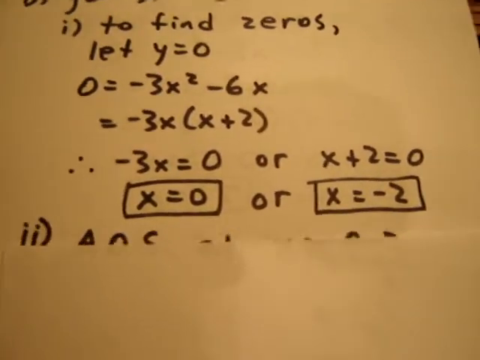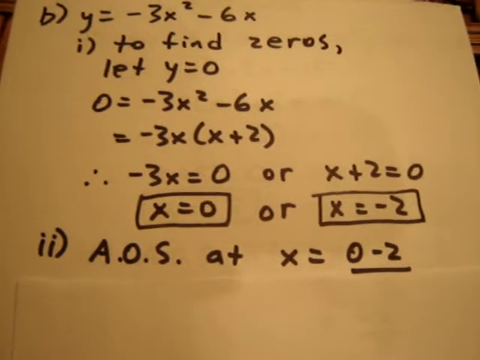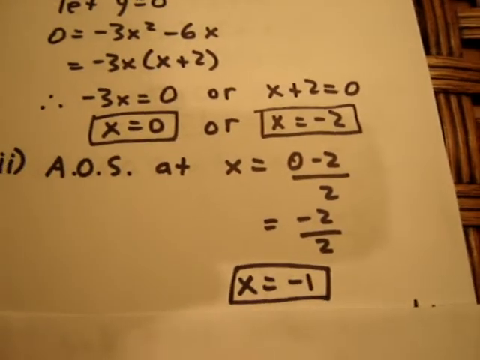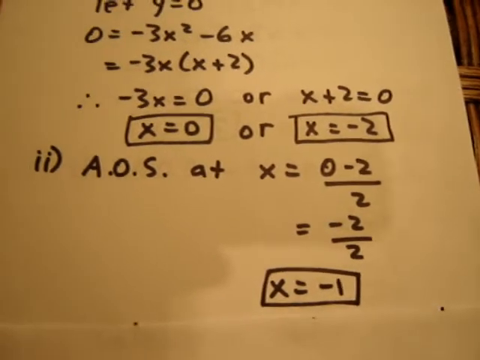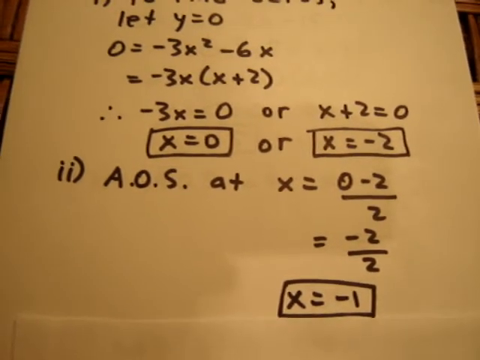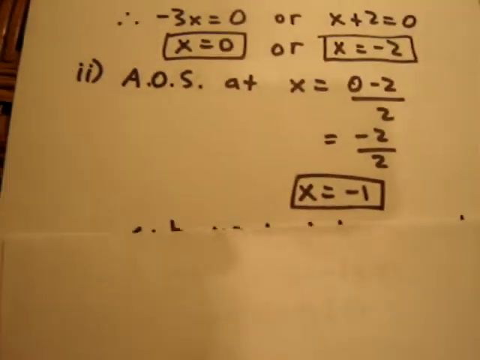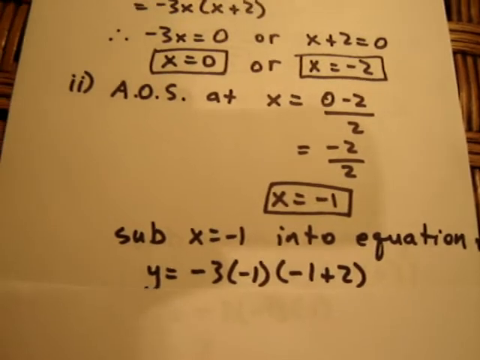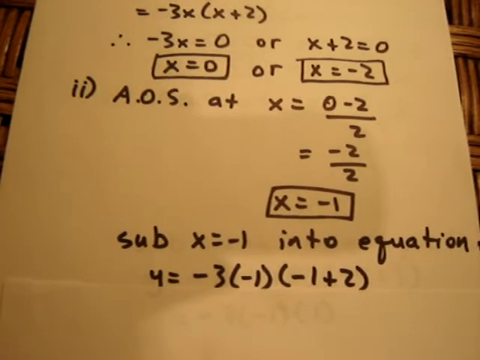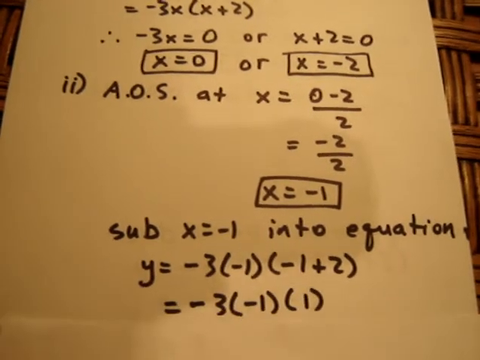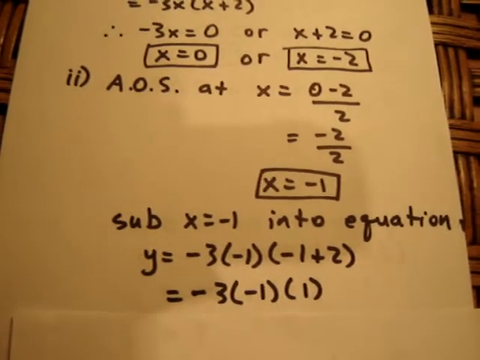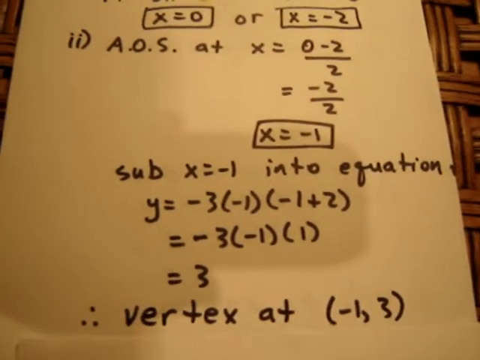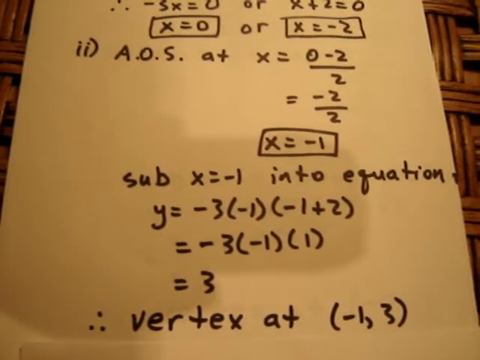Alright, well those are going to be our x-intercepts, but let's find our axis of symmetry. We add the two numbers and divide by 2, and we get an axis of symmetry just like the last question at x equals negative 1. Now before you think that's always going to happen, it's not always going to happen. Then we move on to sub in x equals negative 1 into the equation. So y will equal negative 3 times negative 1 times negative 1 plus 2, which is negative 3 times negative 1 times 1, which is positive 3. So we're going to have a vertex this time at negative 1, comma 3.